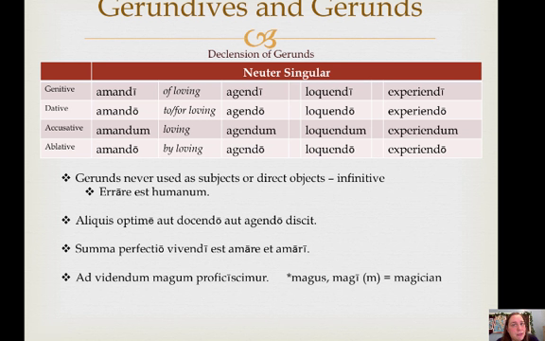So why, if a gerund is typically not a direct object, why do we have an accusative form? Well, again, for that ad plus accusative expressing purpose. I have some examples here of gerunds and gerundives.